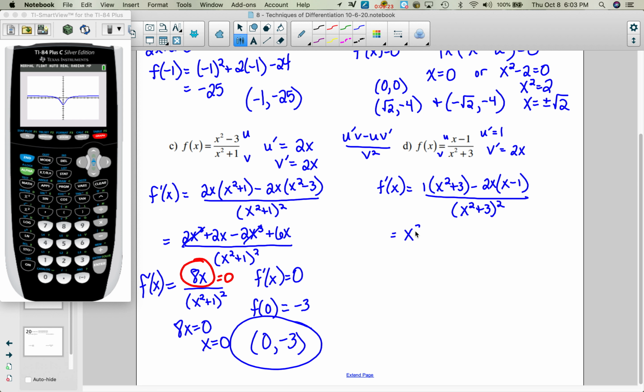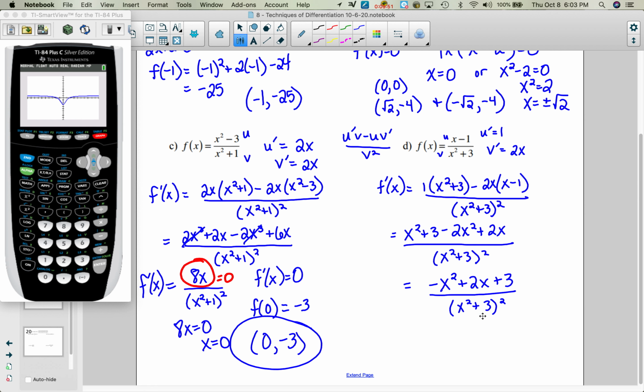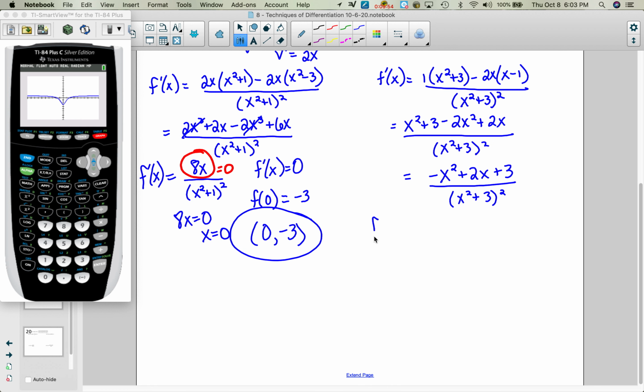So we get x squared plus 3 minus 2x squared plus 2x over this. Make sure that's all right. Yep. Okay, so kind of simplifying this a bit, we get -x squared plus 2x plus 3 over our denominator. And I want to find the zeros. So once again, I set the numerator equal to 0.